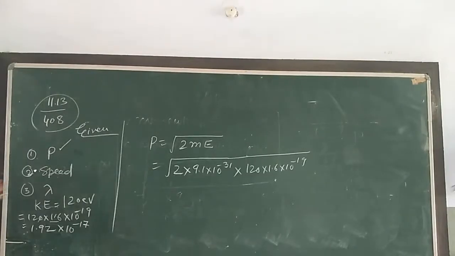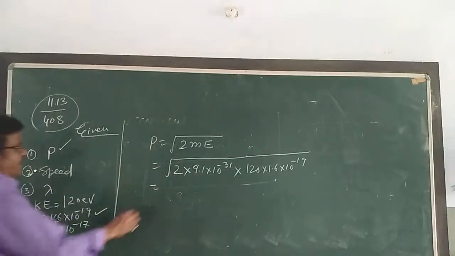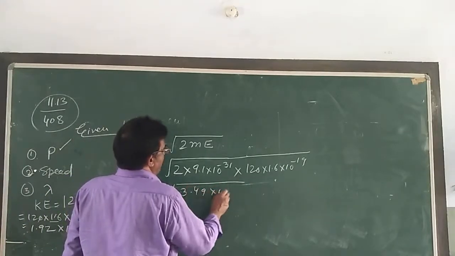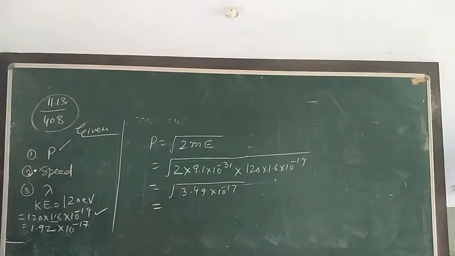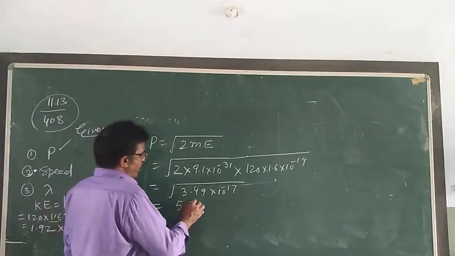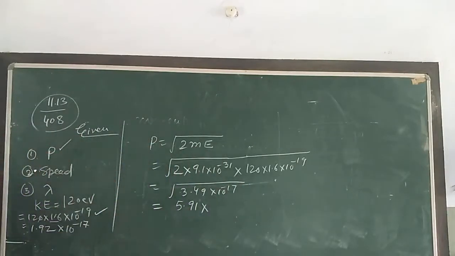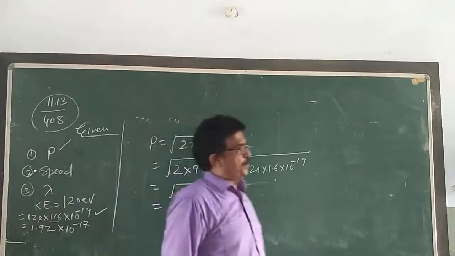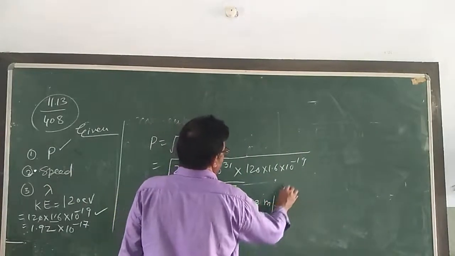Solve this, put these values here, write this. So we are getting here under root of 3.49 into 10 raised to power minus 17, and then take under root here. That will get 5.91. सॉल्व करिए इसको तो आपके पास आएगा 5.91 into 10 raised to power minus 24 kilogram meter per second. This is the answer here.